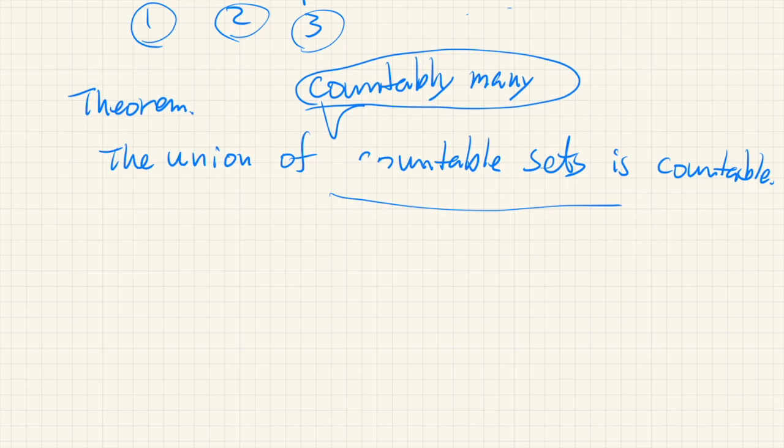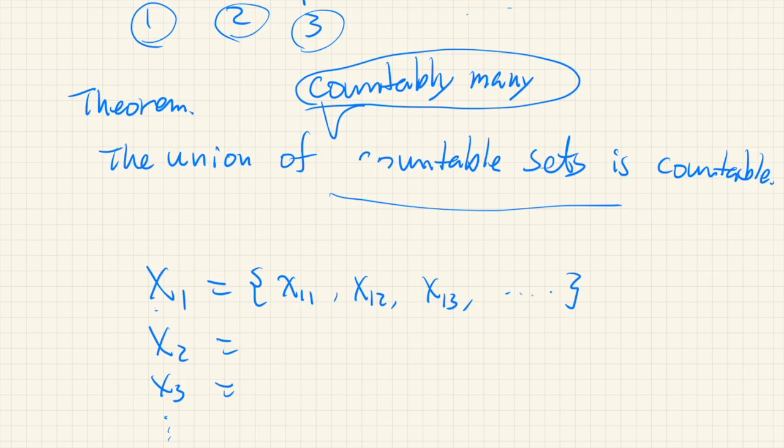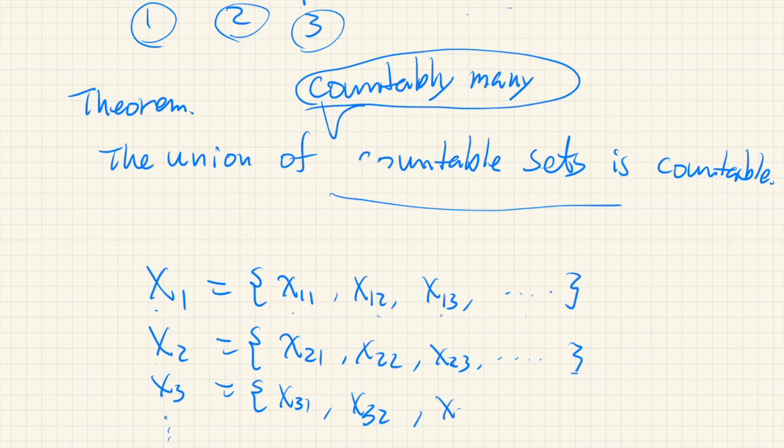So let's prove that. Suppose we have countably many sets which are all countable. That means we have sets x1, x2, x3, and so on. And for each set, we can write their elements like this. The elements of x1 are x11, x12, x13, and so on, because it's countable, so we can enumerate all elements in this way. And for the second set, x2, we can enumerate all its elements as x21, x22, x23, and so on. And same for x3: x31, x32, x33, and so on.